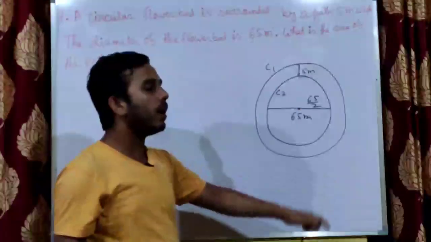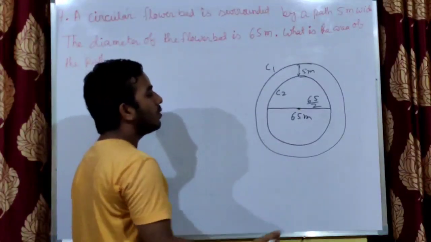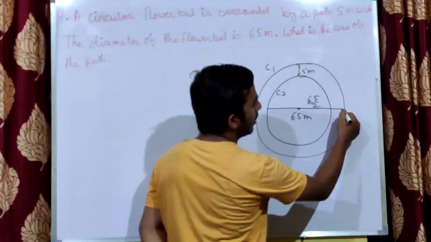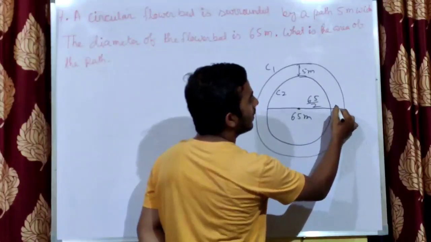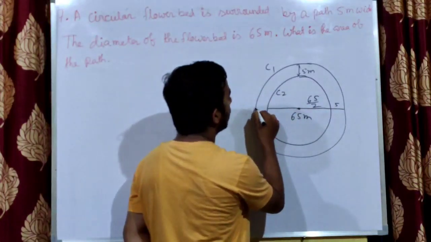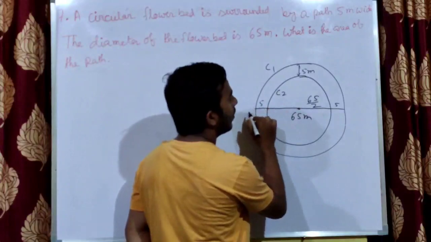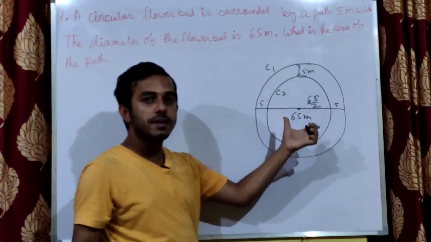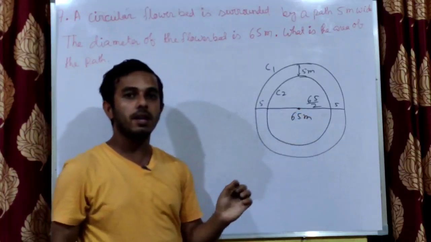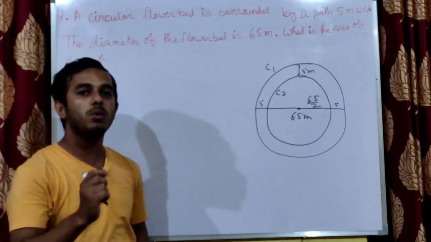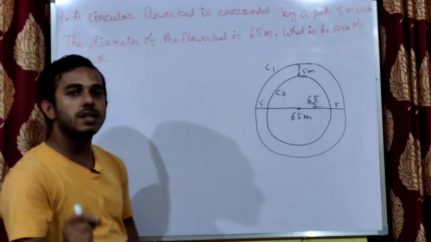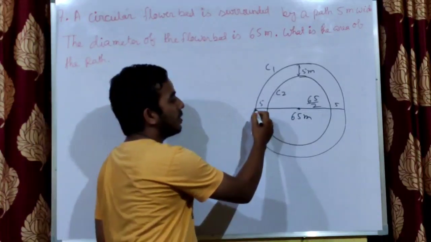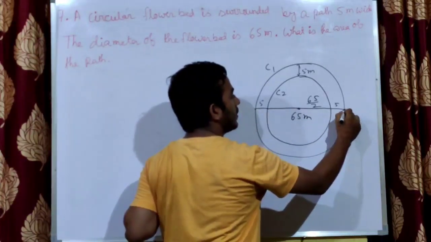Now for circle 1, how will you find its diameter? Now think, the distance between these two circular lines is 5, right? And then this side also 5. Now is this the diameter of circle 1? Yes, this is the diameter, right? Because diameter is the line segment which passes through the center and touches the circle at 2 points, right? So look here, it touches at this point, here also it touches at this point.